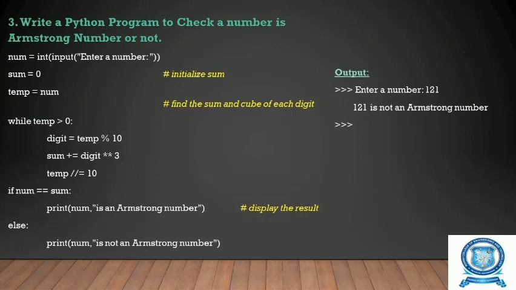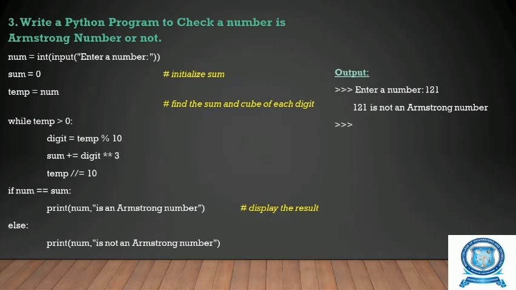So the last digit will be retrieved. We have already learnt that when we modulo divide a number by 10, we retrieve the last digit of the number. So we are getting the last digit there, and sum plus equal to digit asterisk 3, that is, sum is equal to the cube of the digit value. Then temporary value slash, that is floor division, equal to 10.